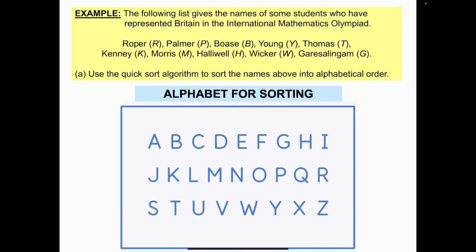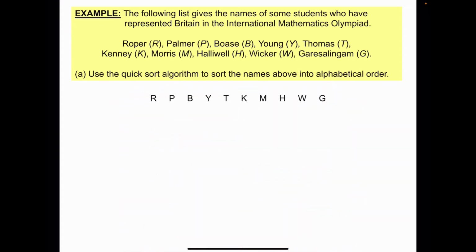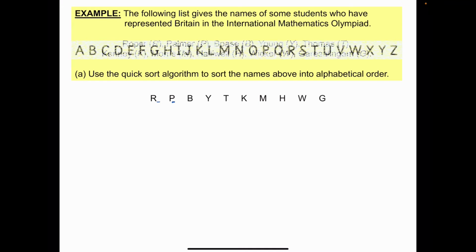And now the example says that we have the list of names and they represented Britain in some competition, and we have the names Roper, Palmer, Bowes, and so on, okay? So I just write the first letter of their names, in case you would have two names with the first letter that would be the same, then you would keep also the second part of it, okay? There might be problems like that. Maybe we will even do some. Okay, so I will write the alphabet now, so it's easier for you to see, and we're going to use the quicksort algorithm.